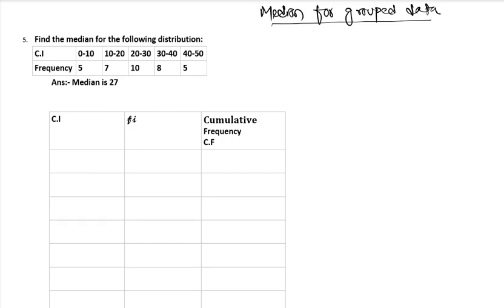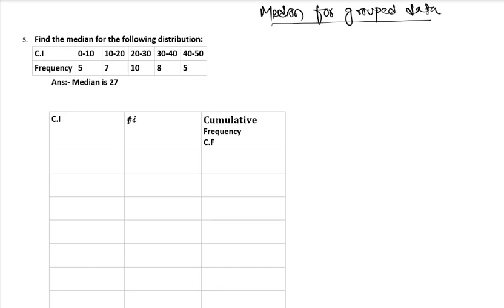First you have to make sure that these class intervals are continuous type, and they will be. 99% of the time the class intervals are continuous types. They won't give you some fancy discontinuous ones and make you convert them into continuous. So whenever you have to find median for grouped data, you have to understand that the class intervals will be in continuous form.